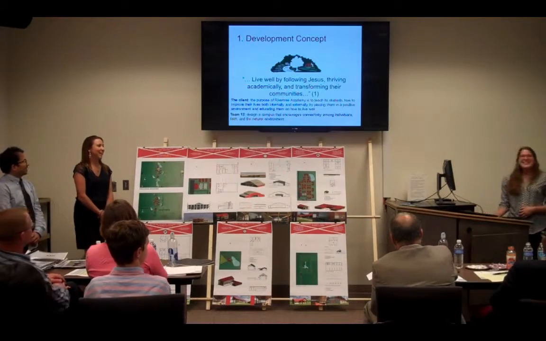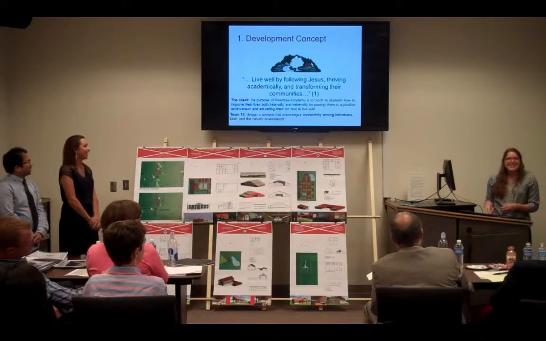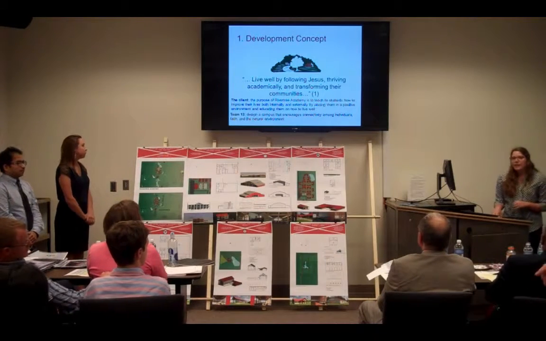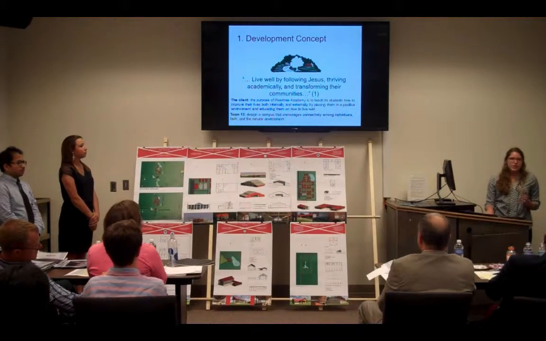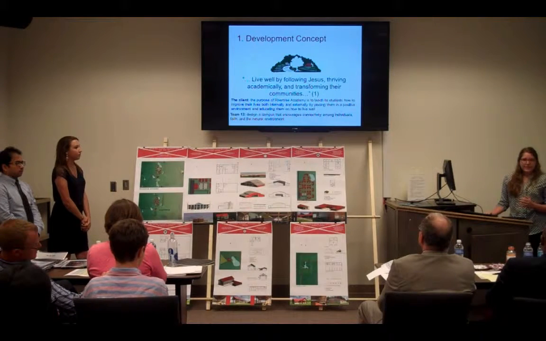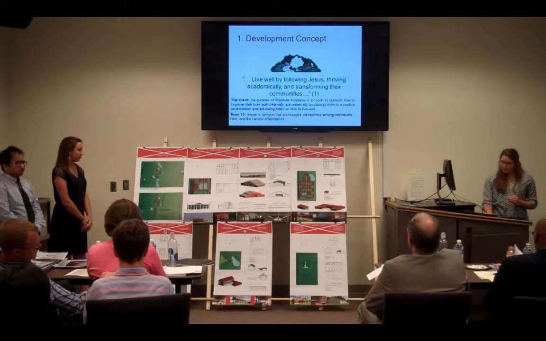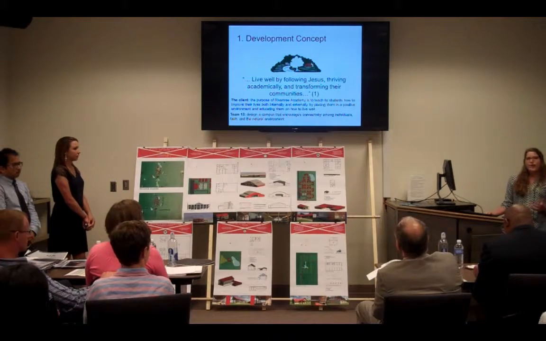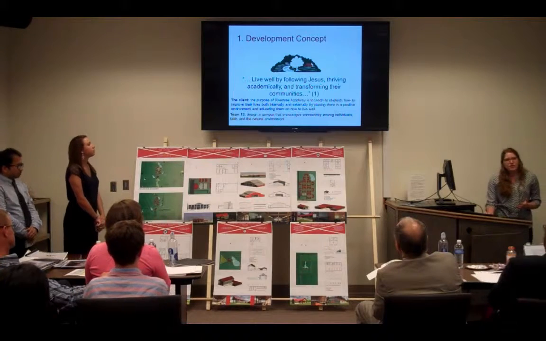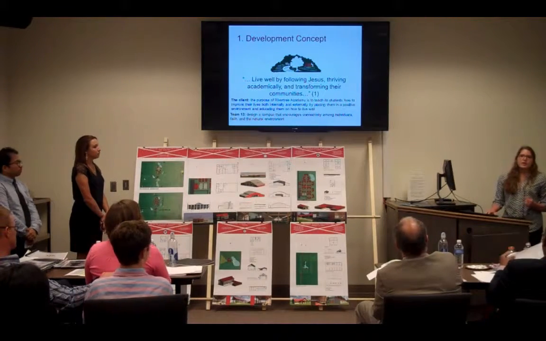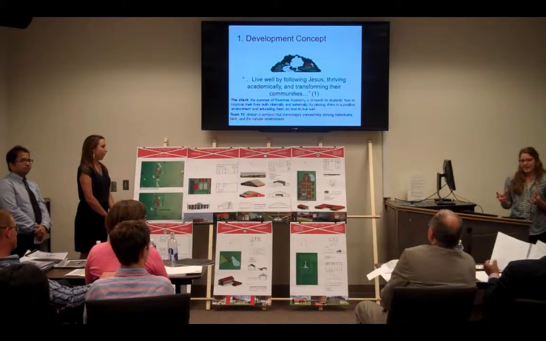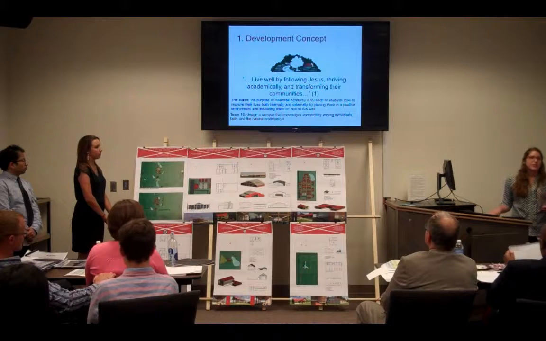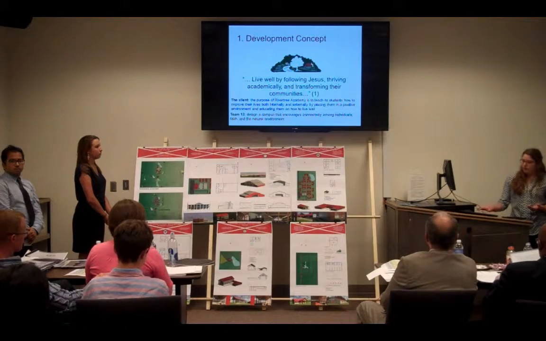So, when we started conceptualizing the idea of RIVERTREE Academy, we wanted to take into account the needs of the client. The client wishes for RIVERTREE Academy to be a 200-student private Christian boarding school located south of Fort Worth, Texas. And they wish to encourage their students to live well by following Jesus, thriving academically, and transforming their communities. Team 13 wishes to take in all of these ideas and design a campus that encourages connectivity among their students, their faith, and the natural environment.